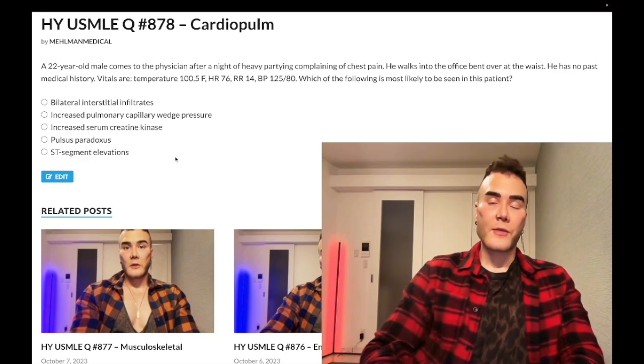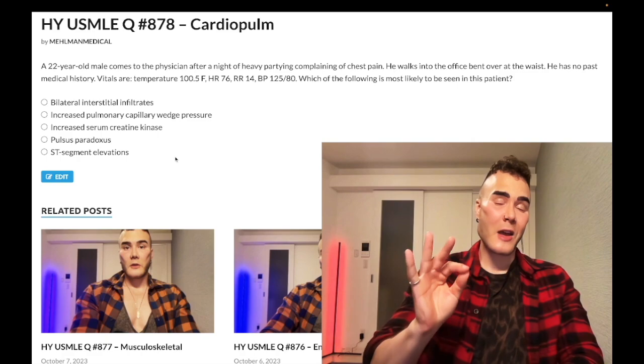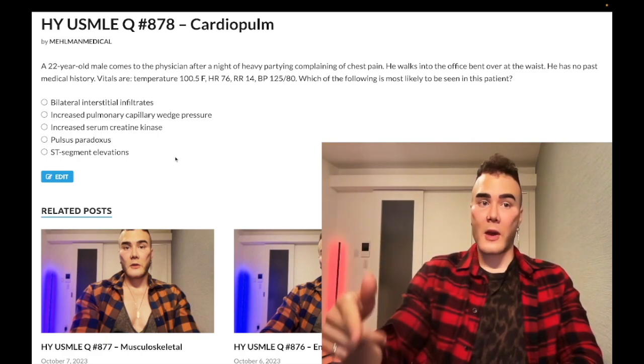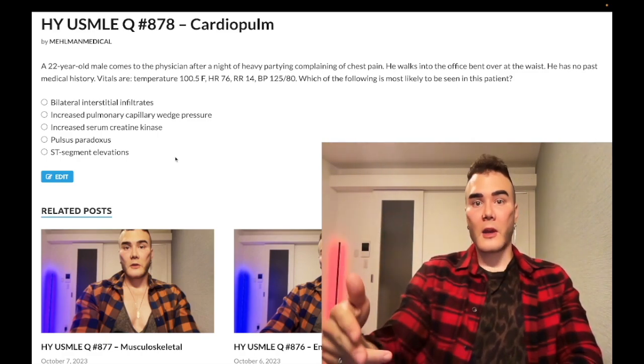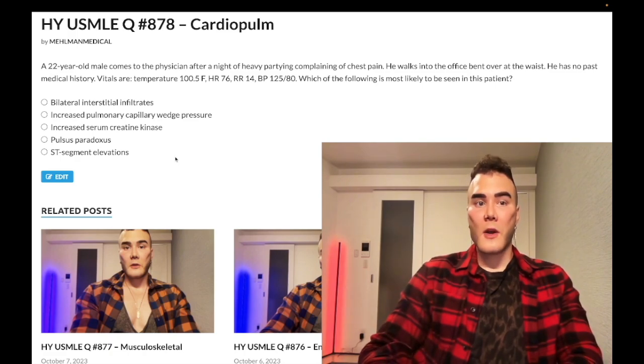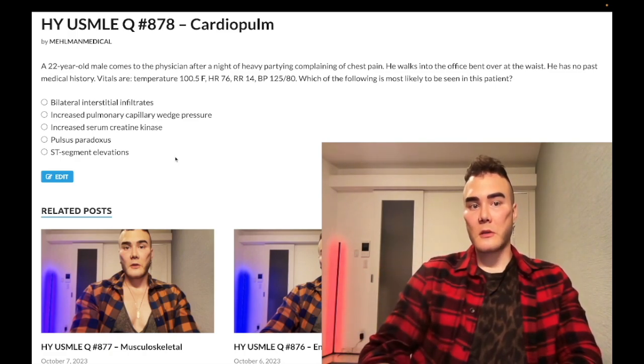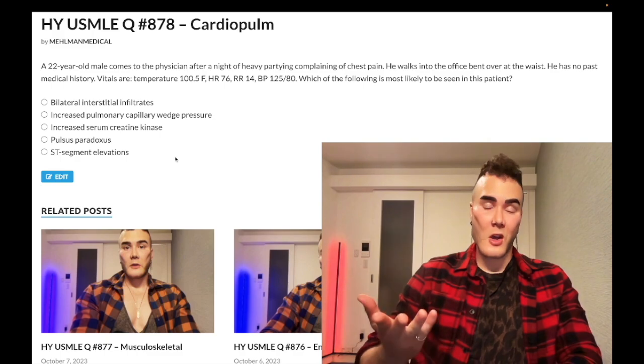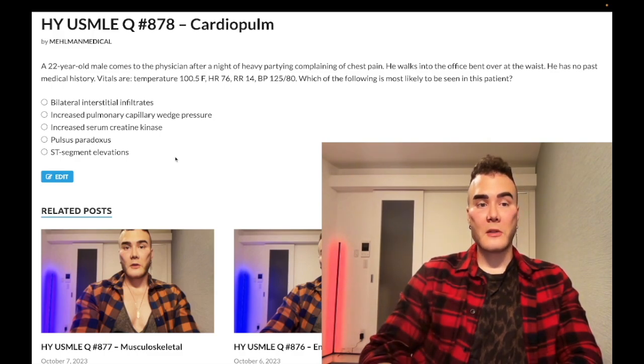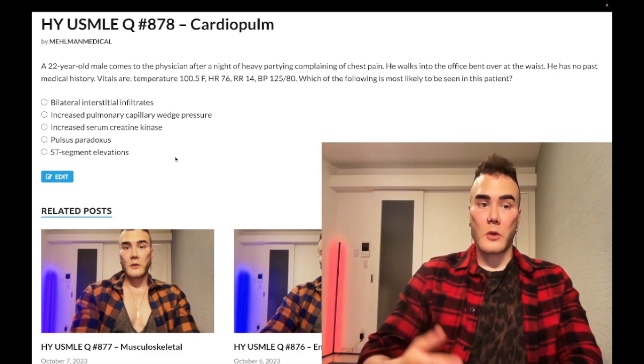USMLE actually doesn't care about the type of pericarditis. Serous, fibrinous, suppurative. They don't get into those adjectives. They just want you to be able to diagnose the presentation of pericarditis, which with cocaine, you need to know. And they'll say very buzzy after a night of heavy partying. So this is what you're going to see on an ECG.